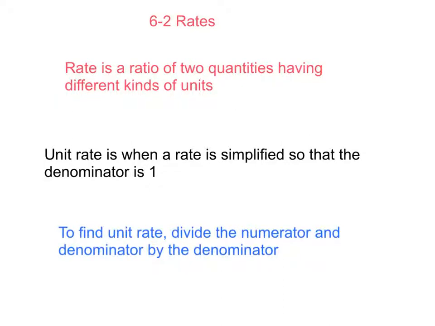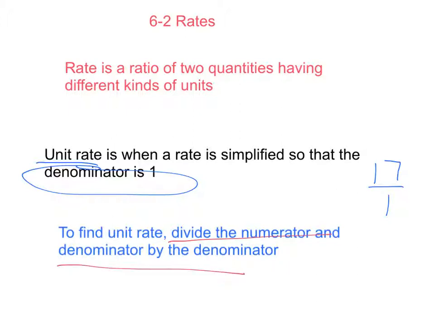Lesson 6-2, rates. Rate is a ratio of two quantities having different kinds of units. We also hear the term unit rate, and this is when a rate is simplified so that the denominator is 1. So for example, you may have a rate of 17 over 1. To find unit rate, you divide the numerator by the denominator to simplify so that your denominator is 1.